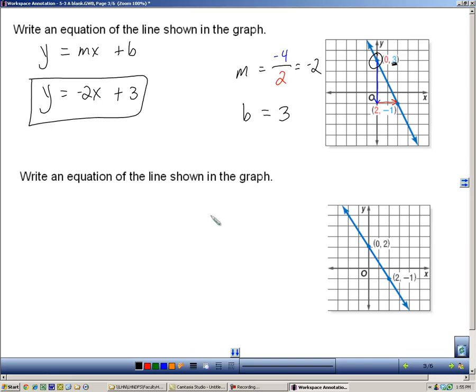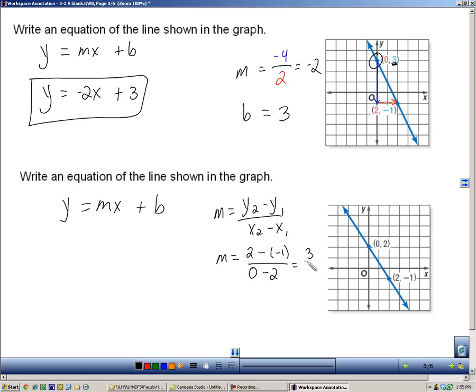In the next one, if you're going to write an equation in slope-intercept form, you need slope and intercept. Now this time I'm going to use the formula for slope, y sub 2 minus y sub 1 over x sub 2 minus x sub 1. And I'll use 2 minus -1. So I'm taking the y minus the y, and that means I have to do 0 minus 2. So what's that? 3 over -2. So there's my slope, 3 over -2.